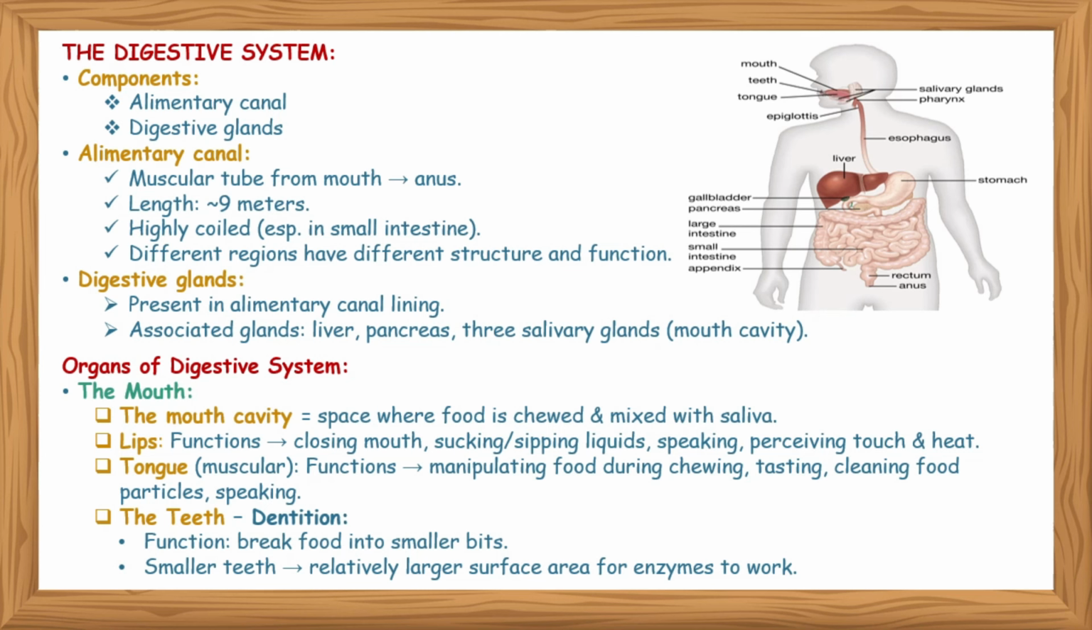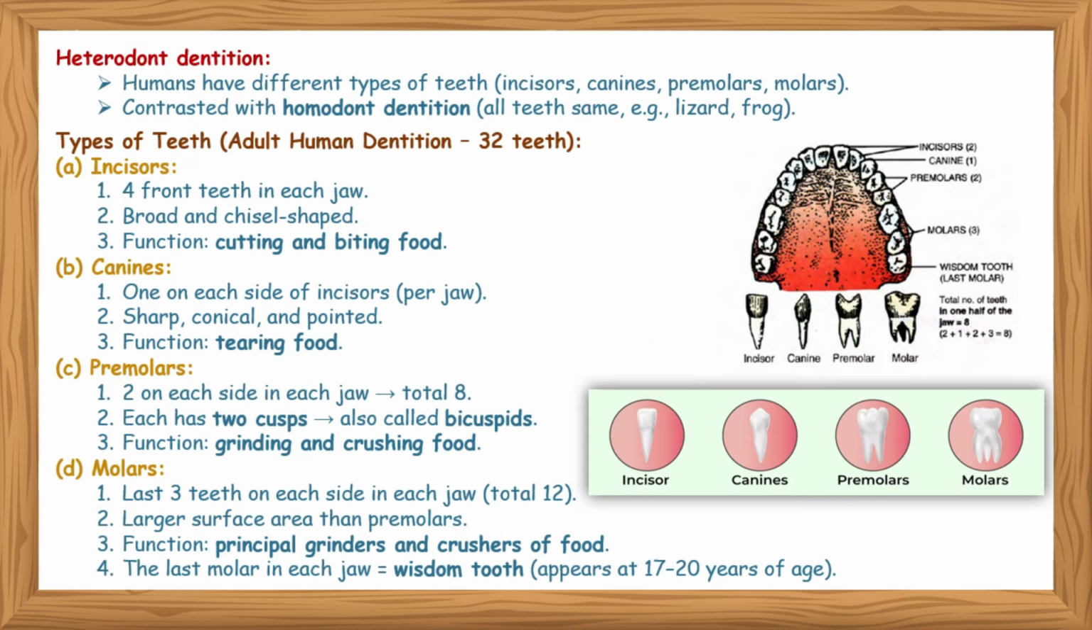The teeth or the dentition, the arrangement of teeth. Function: break food into smaller bits. Smaller pieces have a relatively larger surface area for enzymes to work. Heterodont dentition: humans have different types of teeth: incisors, canine, premolar and molar. They are contrasted with homodont dentition, where all teeth are the same. Example: lizard, frog, etc. Types of teeth: adult human dentition has 32 teeth.